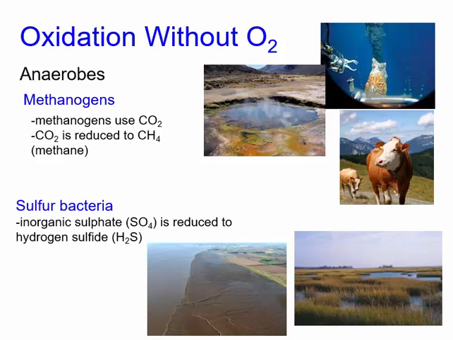So these would be the anaerobes. So there are many groups of prokaryotes where we see anaerobic cellular respiration. So the methanogens, for example, use carbon dioxide and reduce it to methane. So that's why they're methanogens. They generate methane, because carbon dioxide is their electron acceptor. Sulfur bacteria use sulfate as an electron acceptor, and that produces H2S. So that's that sort of rotten egg smell, hydrogen sulfide.